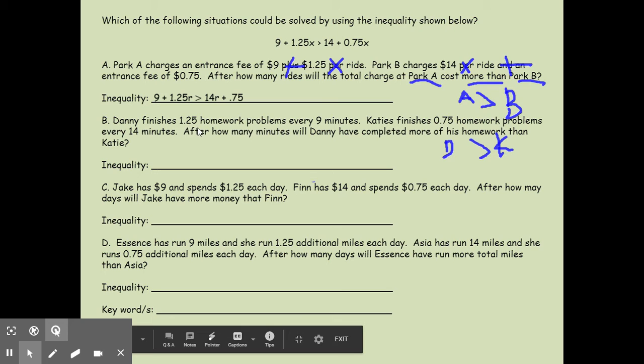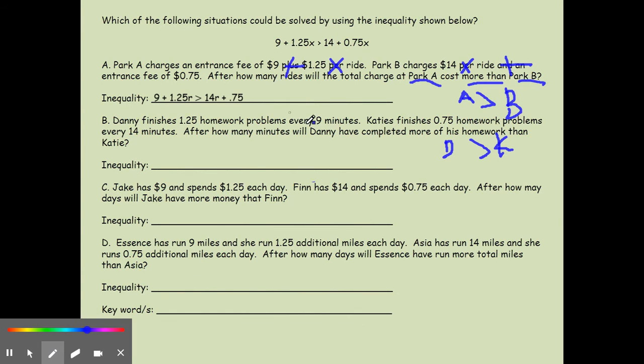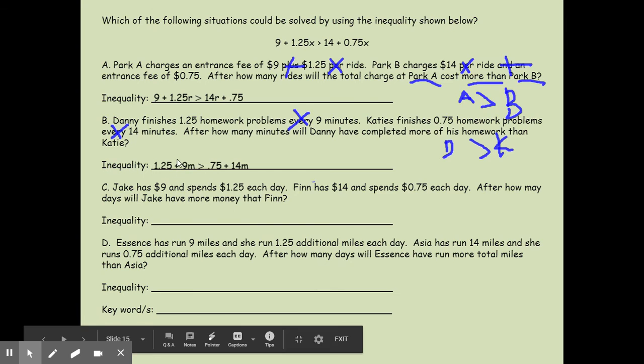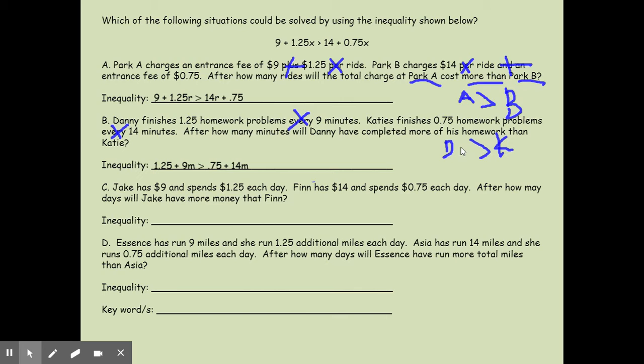Okay, so 1.25, that's what he does every 9 minutes. The word "every" tells me here goes my variable. Katie finishes 0.75 problems every 14 minutes, so here goes my variable. Now we're going to write my equation: 1.25 plus 9x, or 9m, is greater than 0.75 plus 14x, sorry. Okay, so is that matching? No, so we're going to move on to the next one.